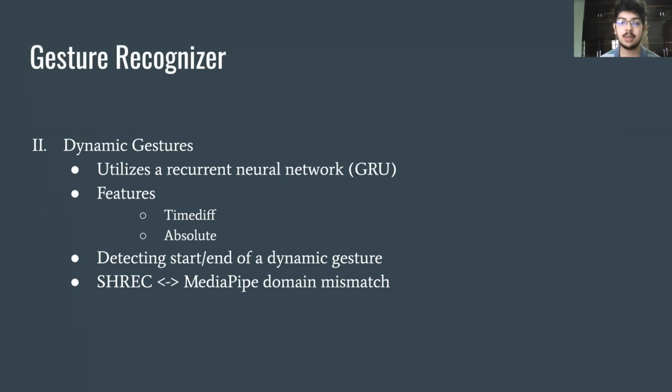And finally, the Shrek data is recorded using a 3D depth sensor camera, whereas during inference time, we are using MediaPipe with a normal RGB camera. There is a domain mismatch between these two cameras, which leads to some loss in accuracy.